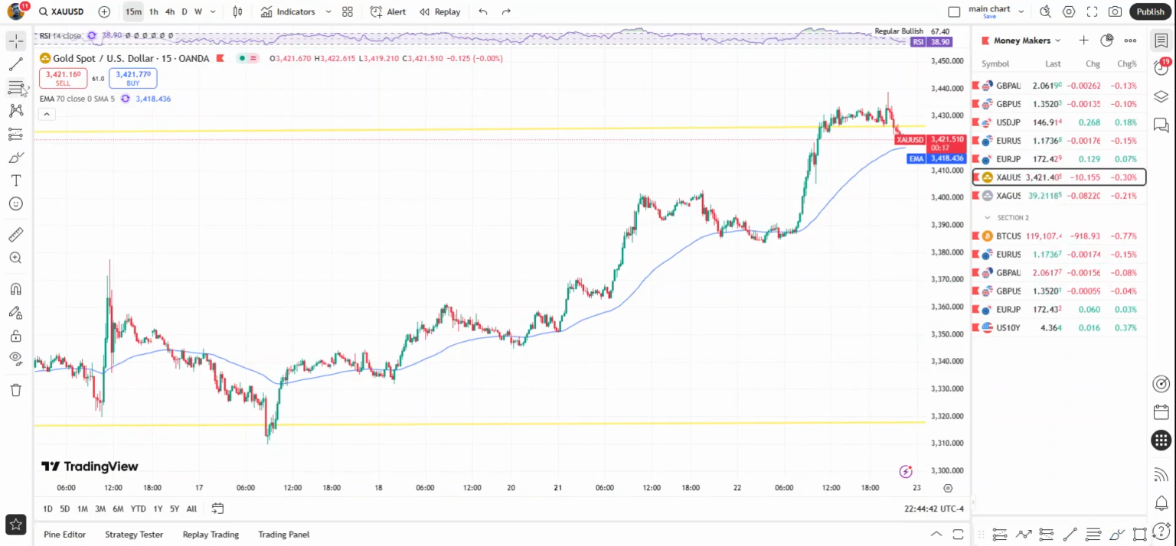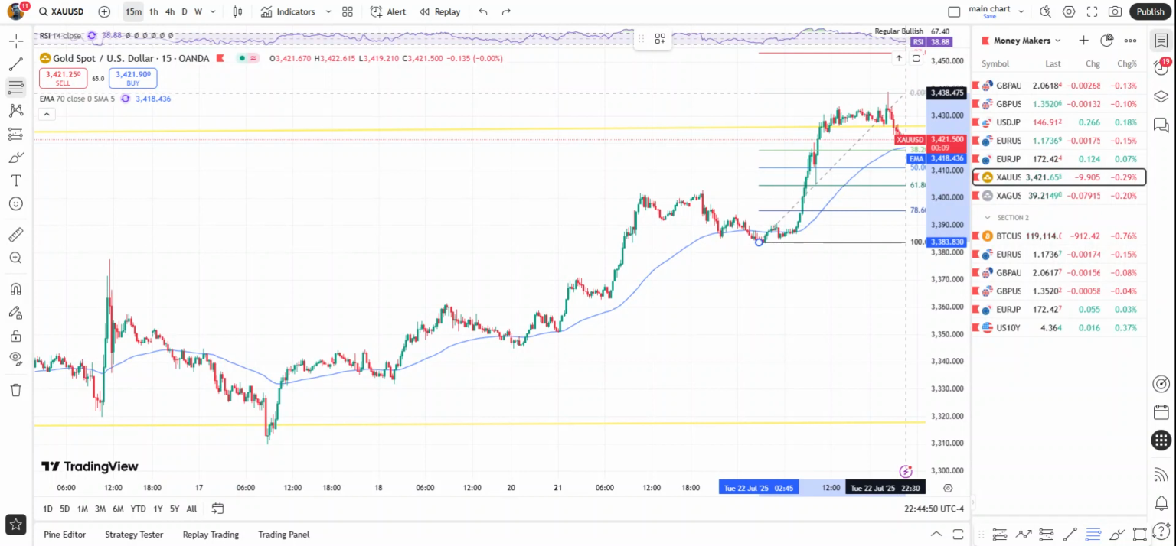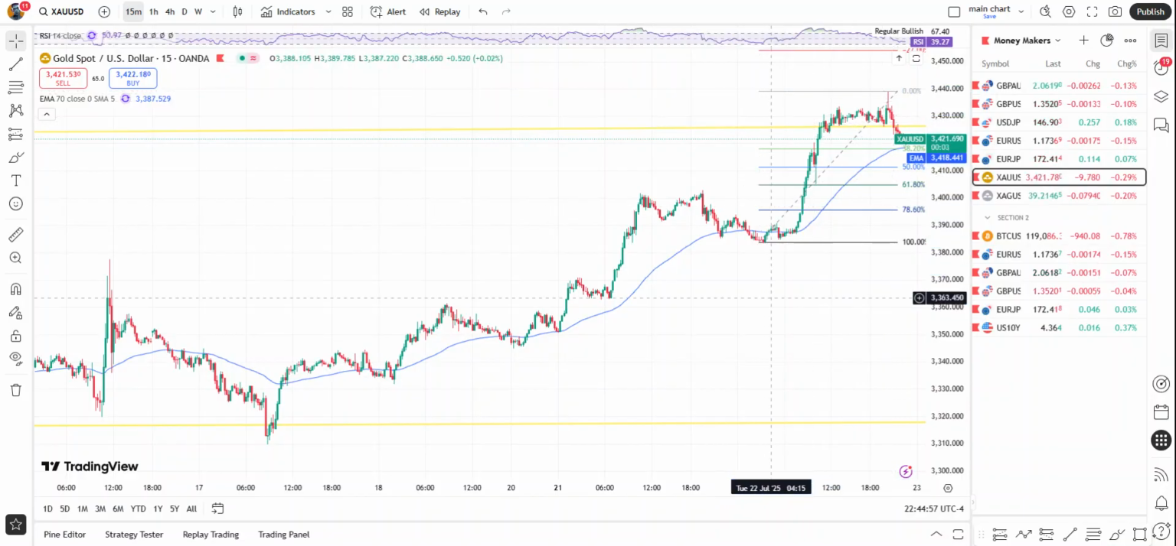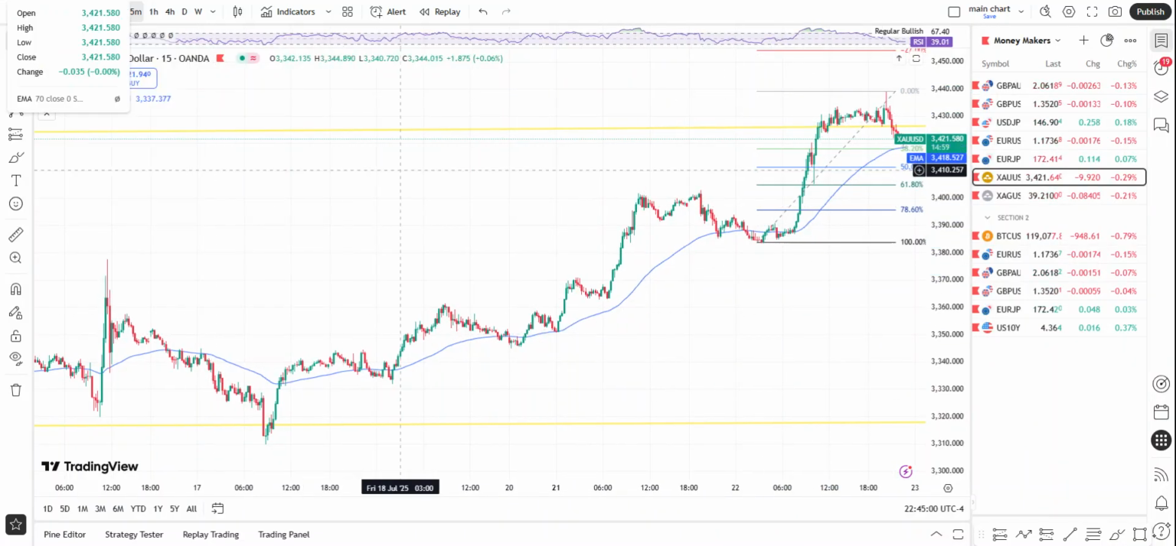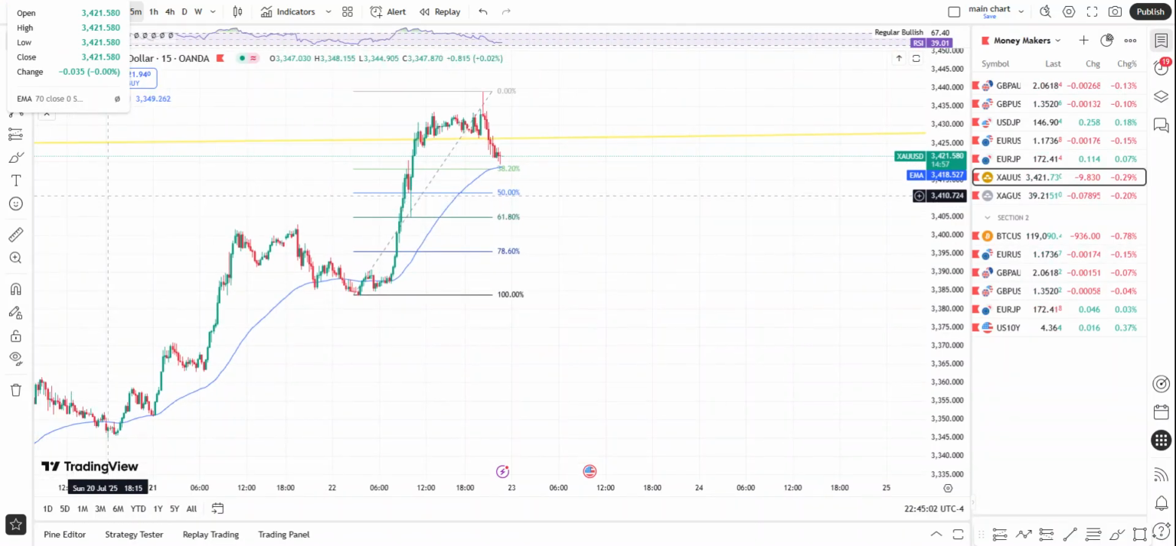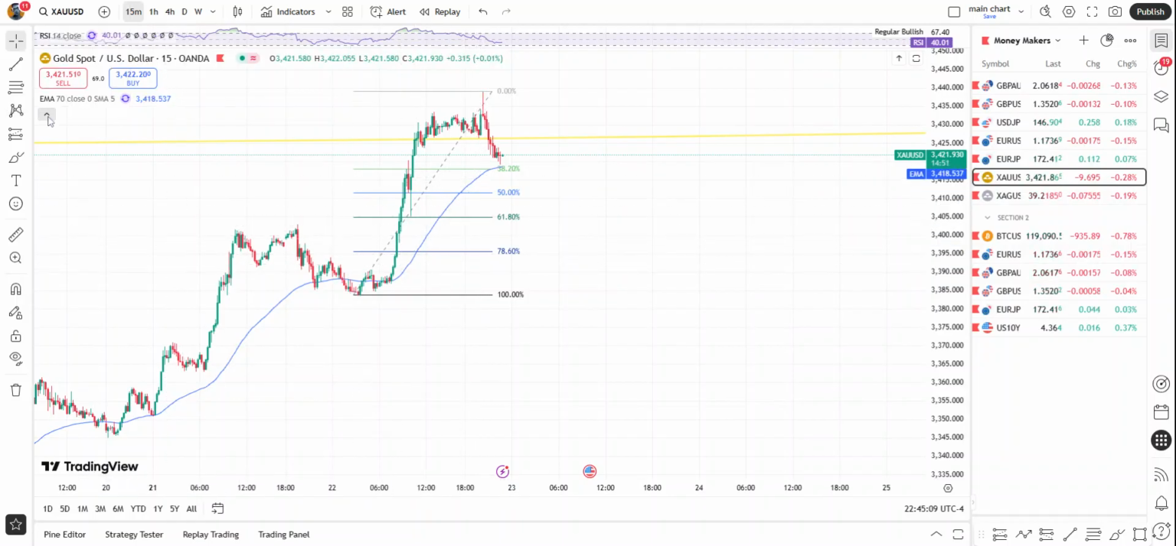So I'm gonna put my Fibonacci retracement tool here from the swing low to the highest point, and we include the wick. The wick is important. Always gotta include the wick. Clear rules when you're trying to trade. So we're looking at the retracement levels, and we're also looking at the EMA levels, or this blue line, my 70 EMA. Yes, 70.